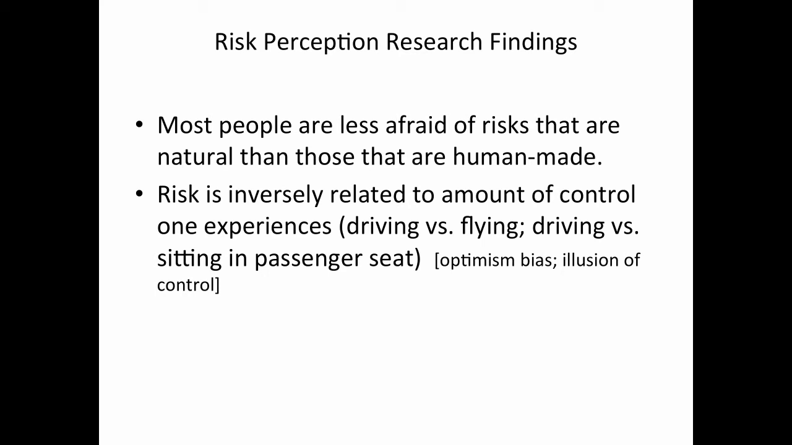When we don't have control over an activity that we are skilled to do, we are likely to perceive greater risk than if we actually do have control of it. Part of this relates to the optimism bias that Schneier talks about, as well as the illusion of control. So similar to earlier points, people are less likely to perceive risk when they are in control of activities.